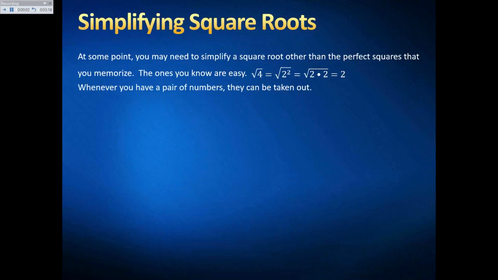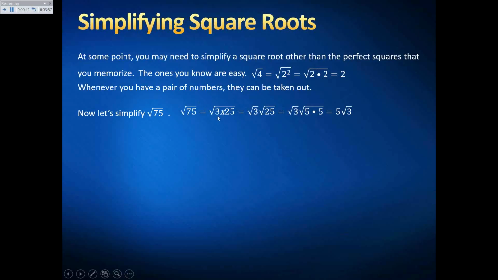So let's look at simplifying square roots. At some point, you may need to simplify a square root other than the perfect squares that you memorize. The ones you already know are easy. The square root of 4 is equal to the square root of 2 times 2, and of course that's 2. Notice how we broke that up. Whenever you have a pair of numbers, they can be taken out. So if we have the 2 times the 2, that's our pair, and so that can be taken out from under this radical.